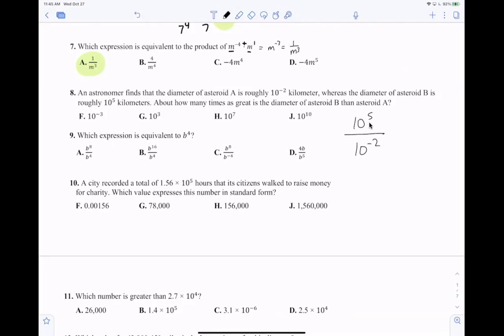Then when you divide, what happens to this -2? What can I do to it? Tell me, Aiden. You bring it up. That's right, I bring it up. So that becomes 10 to the 5th times 10 squared. And that's how she got 10 to the 7th. All right.